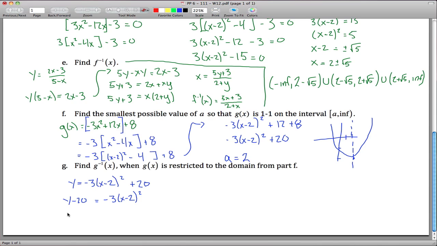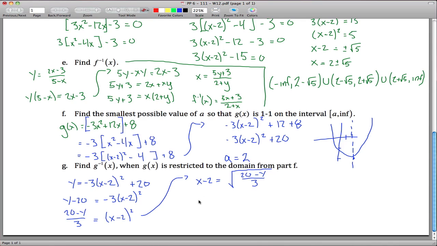You get, how should I write this? Maybe (20 minus y) over positive 3. One of many ways that you could have written that. I like avoiding negative numbers whenever possible. Now I take the square root of both sides. So what I get is x minus 2 equals the square root of (20 minus y) over 3. Wait, where's the plus or minus? You don't put plus or minus in here. Why don't you put plus or minus here? Because of this restricted domain. By restricting the domain, what ends up happening is we kind of get rid of the negative part. So we get x minus 2 is just equal to this guy.